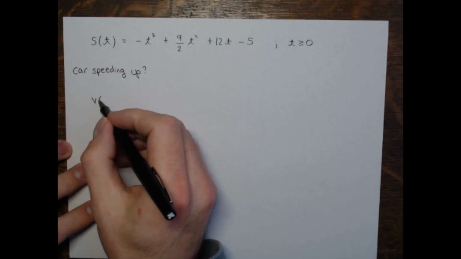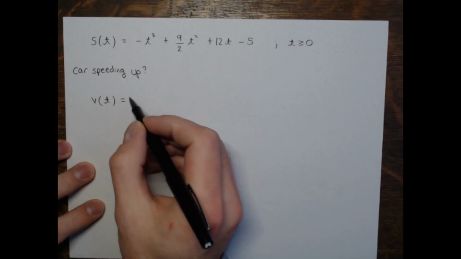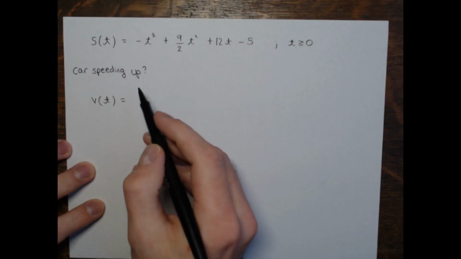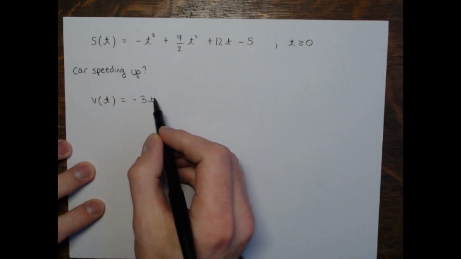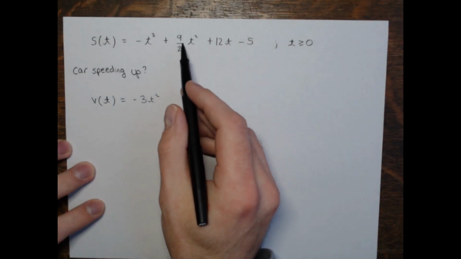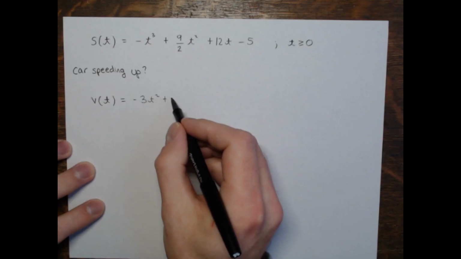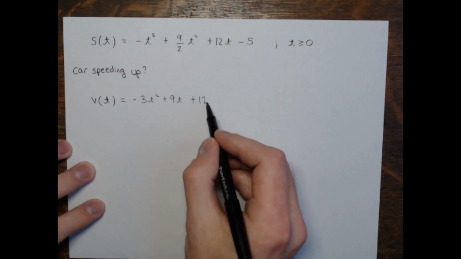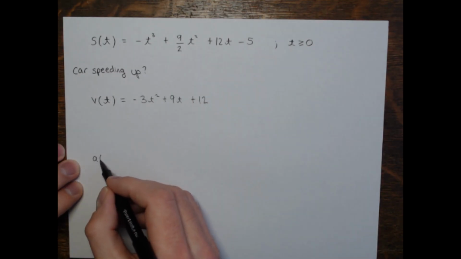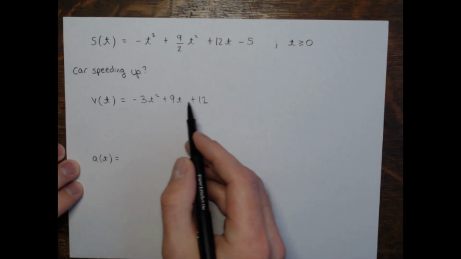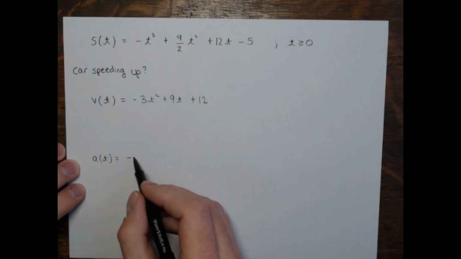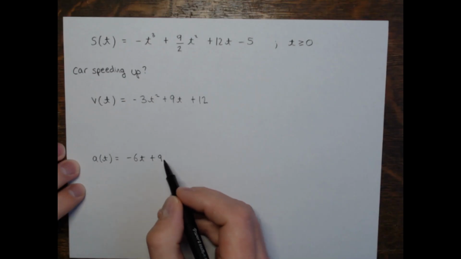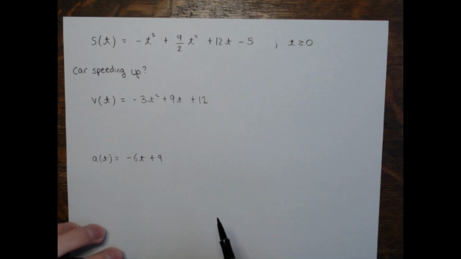So we need to look at velocity, right? Velocity is the first derivative of our position function. So this would be negative 3t squared, plus 9/2 times 2 would just be 9, so plus 9t to the first, and then plus 12. Then our acceleration function would be the derivative of that, so negative 6t plus 9. Okay, and that's it for that.